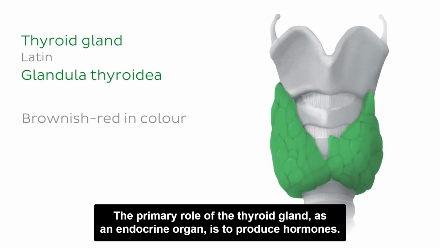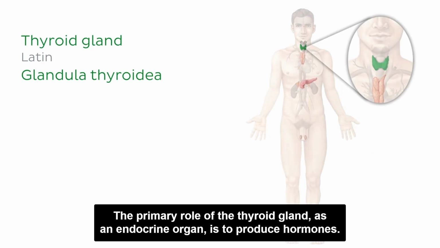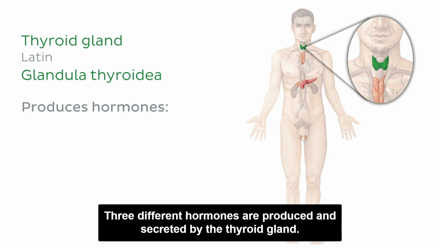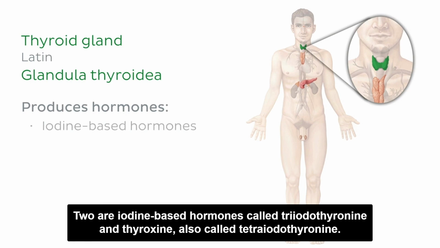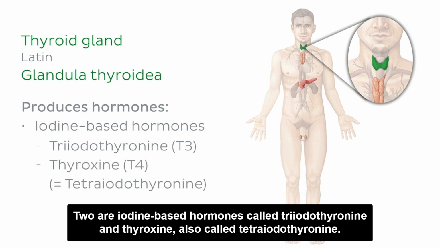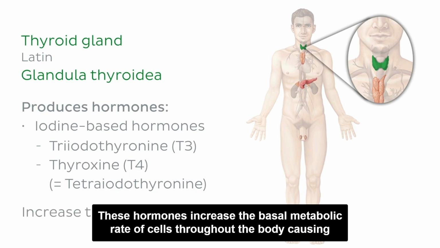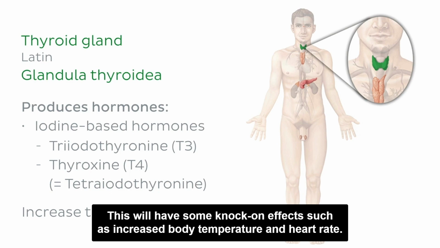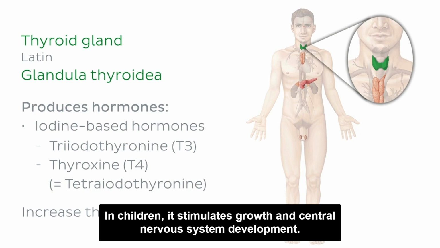The primary role of the thyroid gland, as an endocrine organ, is to produce hormones. 3 different hormones are produced and secreted by the thyroid gland. 2 are iodine-based hormones, called triiodothyronine and thyroxine, also called tetraiodothyronine. These hormones increase the basal metabolic rate of cells throughout the body, causing them to work harder. This will have some knock-on effects such as increased body temperature and heart rate. In children, it stimulates growth and central nervous system development.